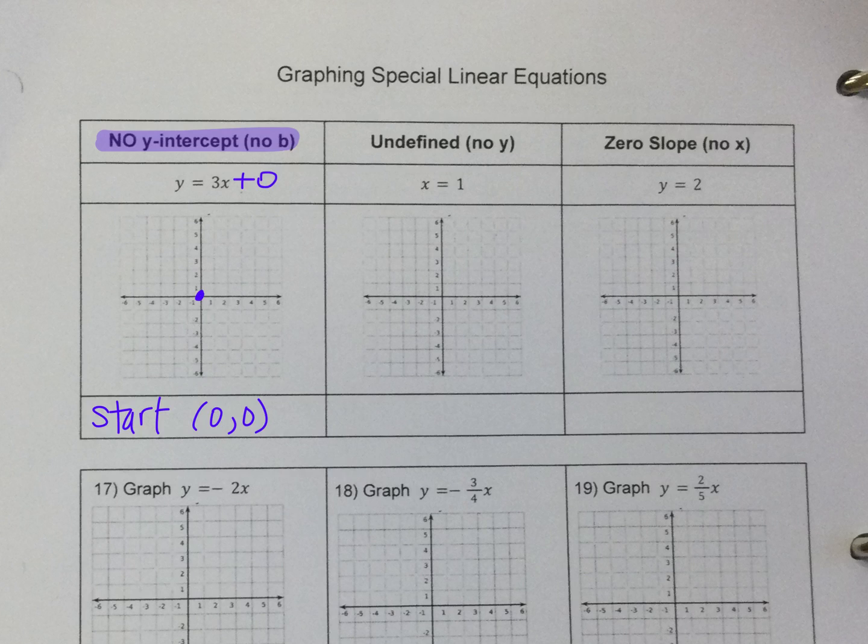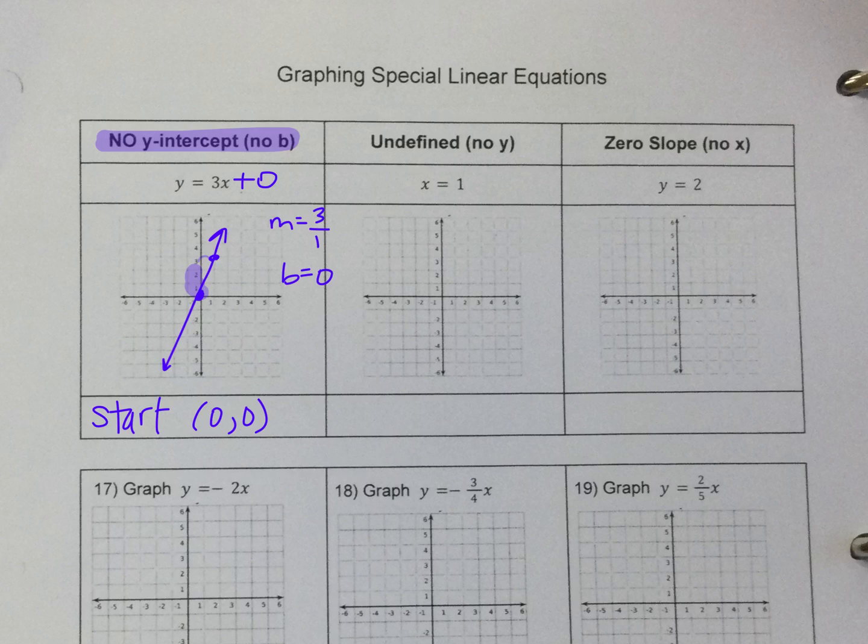And then my m will be 3/1, and my b was a 0. So I did my 0 dot. 1, 2, 3. Wow, that's big, sorry. And then I'm going to run 1. So my dot goes right there. And then connect them.